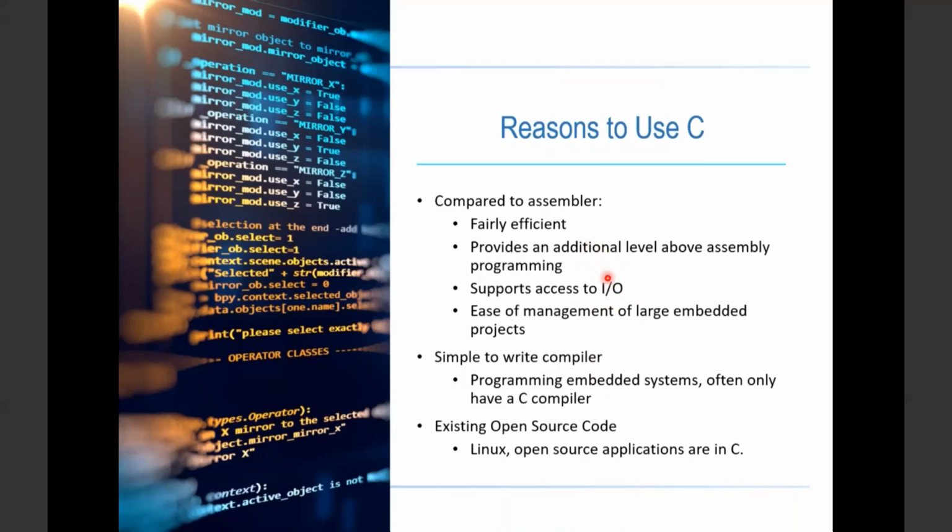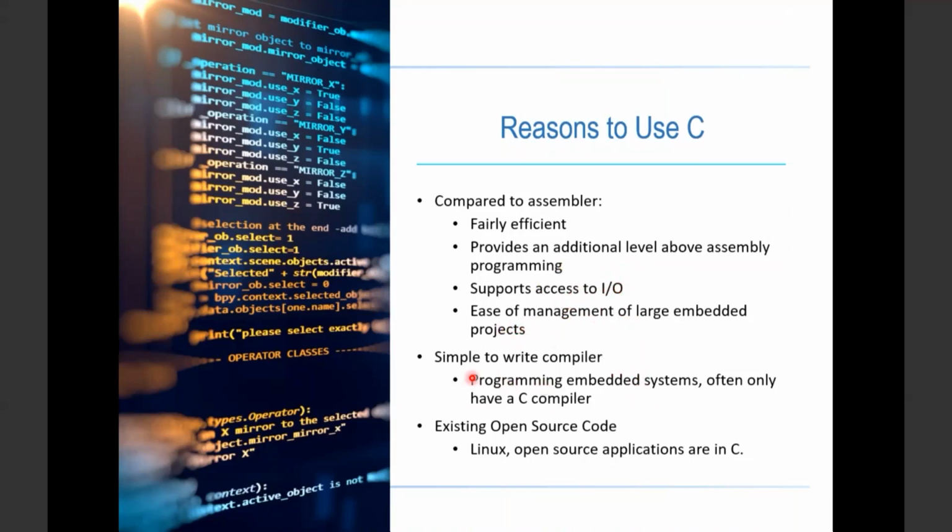Compared to assembly language, where you have the control, you choose which register you're going to use, which input-output port you're going to use, and what type of addressing mode you're going to use. But for C programming, that will be chosen by the compiler. Ease of management of large embedded projects.